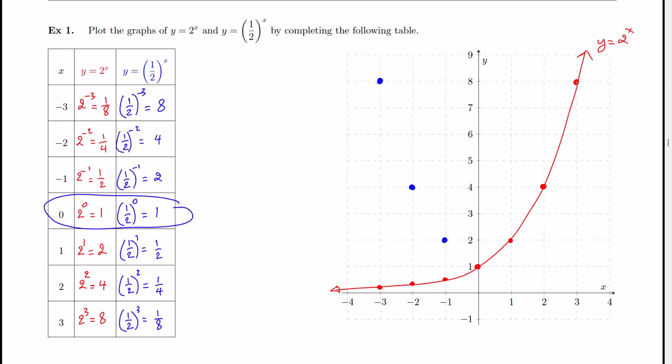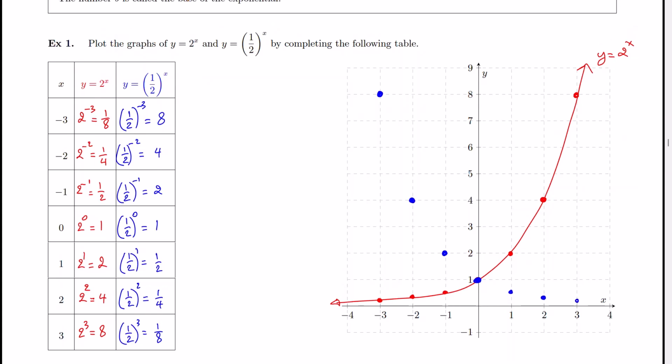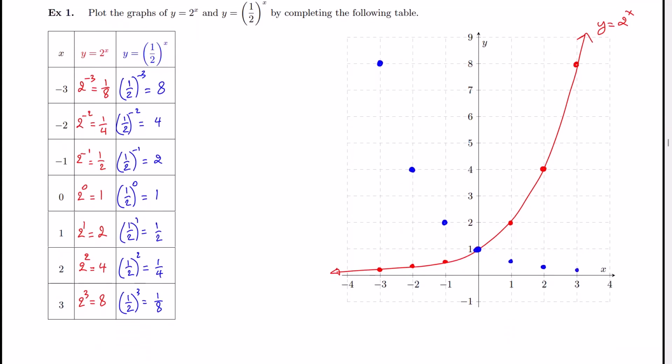Next, we have the point 0, 1, so we're crossing in the same spot on the y-axis. When x is 0, the y is 1. And we continue with x equal to 1, we get 1/2. With x equal to 2, we get 1/4, so 0.25. And finally, with x equal to 3, we get 1/8, which is roughly speaking about 0.125. So again, the curve that we are going to draw is going to connect all those dots and make it as nice and smooth as possible.